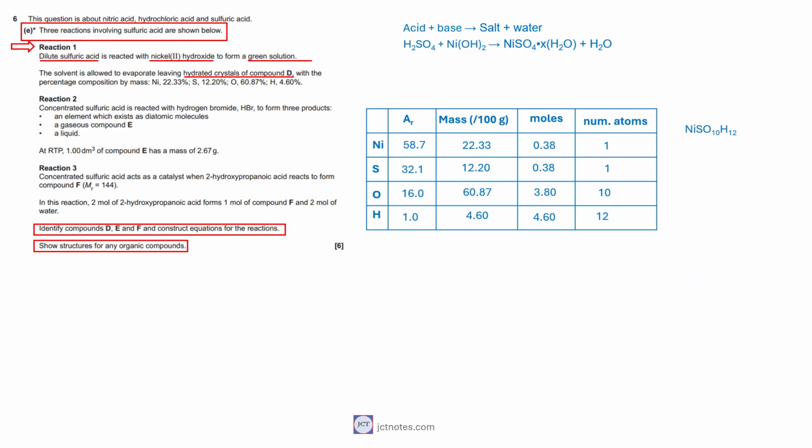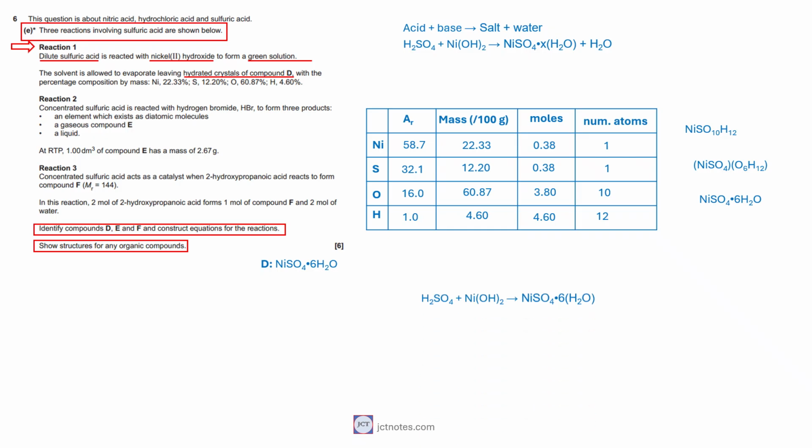This answer is accepted by the mark scheme. However, we can go one step further. Since we expected the salt to be nickel sulfate, we can separate the formula into nickel sulfate and water. Nickel sulfate is NiSO4. That leaves O6H12. O6H12 is equivalent to 6H2O molecules. So, the formula can be written as NiSO4.6H2O. Therefore, compound D is nickel(II) sulfate hexahydrate.